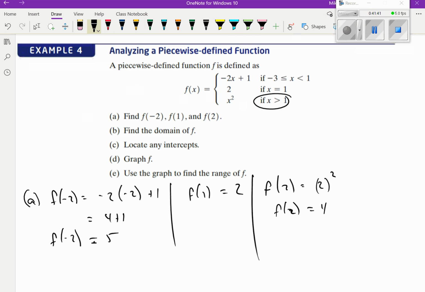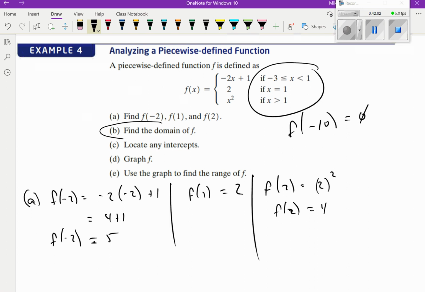So part of this is evaluating the functions. Where in the piecewise function am I referencing? So I have to pay attention over here. What's the x value I want? Say I wanted f of negative 10. F of negative 10 here would be undefined because when I take a look at this, there's no interval in here where I have negative 10. Which leads us then into part B.